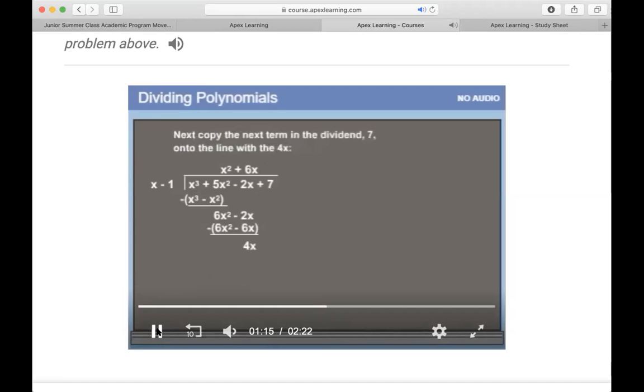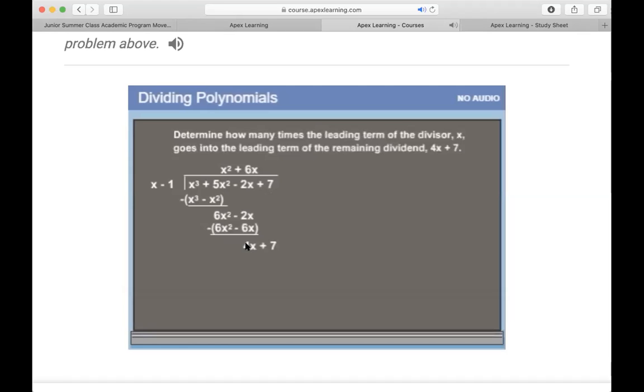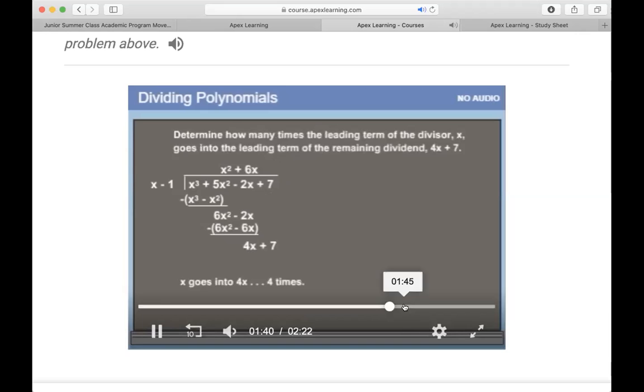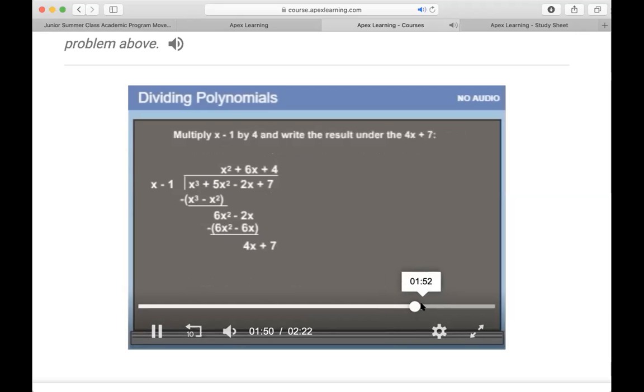I carry down my 7 to the bottom there, so I've got 4x plus 7. Then I figure out how many times the first term in the divisor goes into 4x: x goes into 4x 4 times. So we're going to have x squared plus 6x plus 4. When I multiply my 4 by that quantity, I'm left with 4x minus 4.